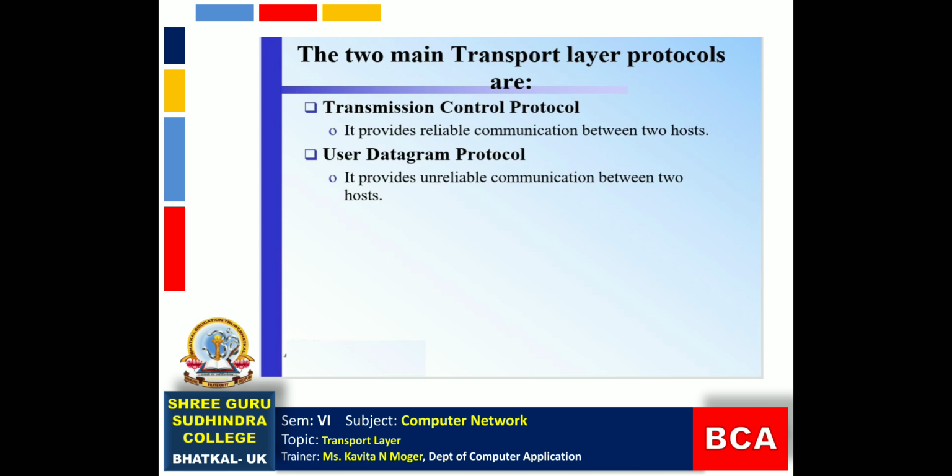Transport layer has two major protocols. They are TCP and UDP. TCP is nothing but Transmission Control Protocol. It provides reliable communication between two hosts. There is a connection between two hosts, connection oriented. And the second one is User Datagram Protocol. It provides unreliable communication between two hosts, connectionless services.